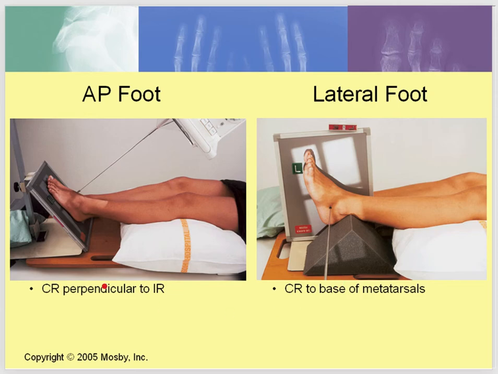AP foot, lateral foot. So this is just showing that if they're not able to bend their knee 90 degrees and put the foot flat on the board, you can do this. You're just compensating by angling the image receptor. You're going to match the tube to the image receptor because the foot is already at an angle. So this is just like using that positioning wedge on the foot.